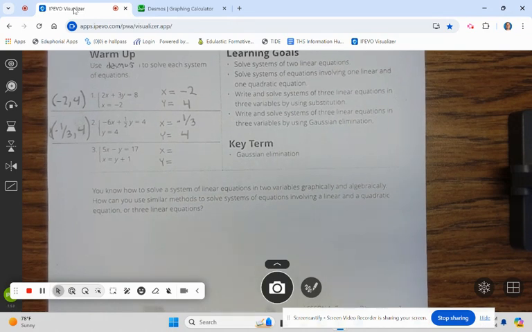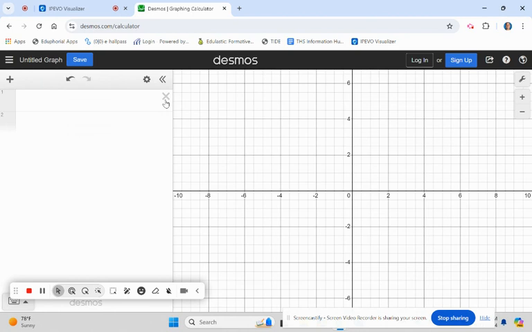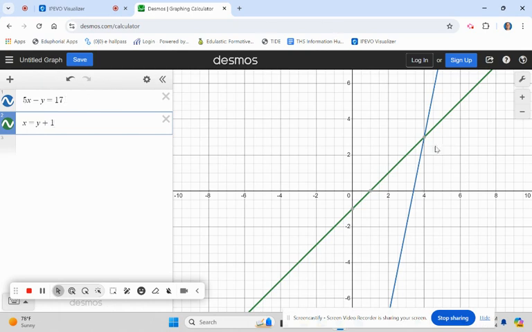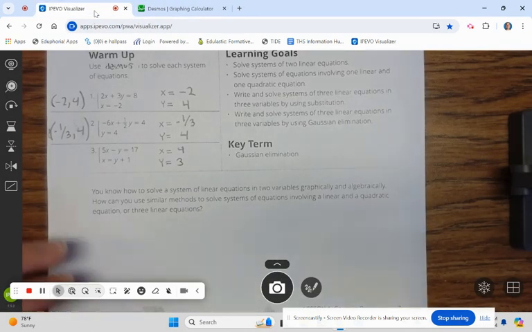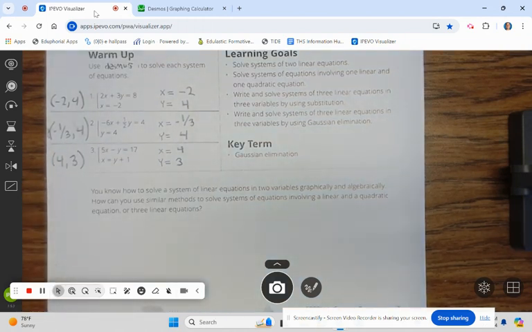Alright, let's take a look at number 3. So our points are x equals 4, y equals 3 are our solution, which can be again written as 4, 3. Alright, go ahead and finish up the warm-up. Alright, let's take a look at the next page.